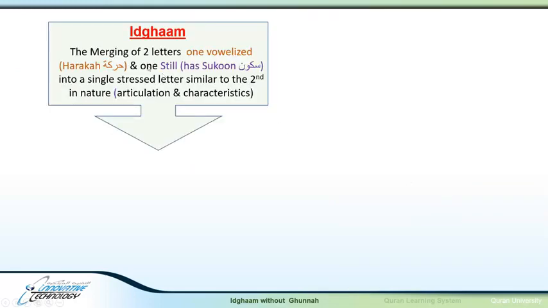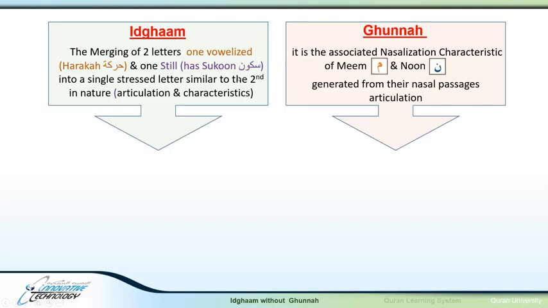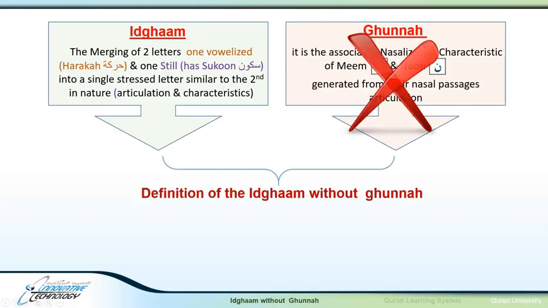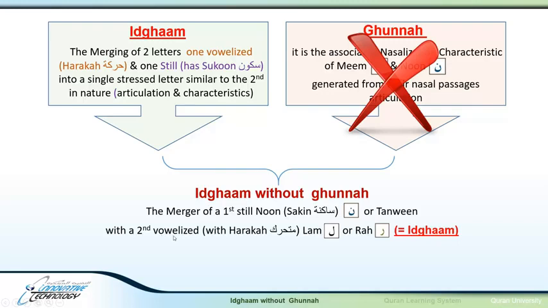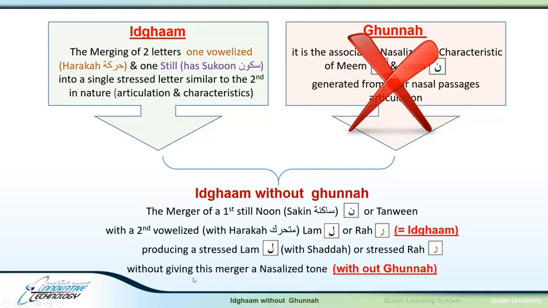Now, since we have learned the definition of idgham and the definition of gunna, we can conclude that idgham without gunna is an idgham that has no nasalization. So, idgham without gunna is the merger of a first letter, which is a still nun, nun sakinah, or tanween, with a second letter, vowelized, having haraka, either a lam or a ra, and that merger is the idgham, producing a stressed lam with shadda or stressed ra with shadda without giving the merger a nasalization tone, without gunna.